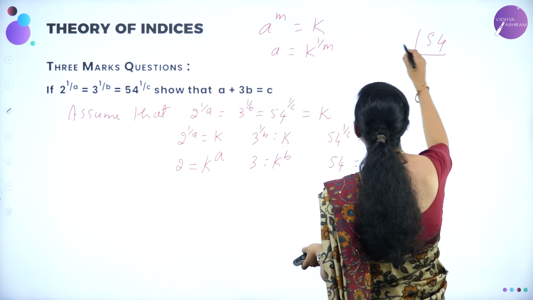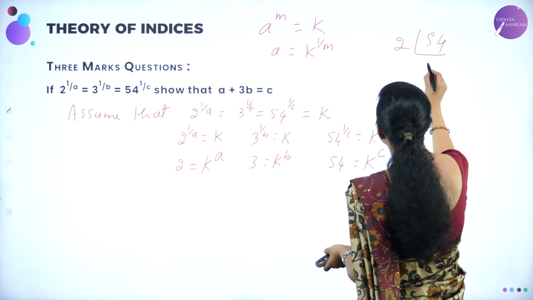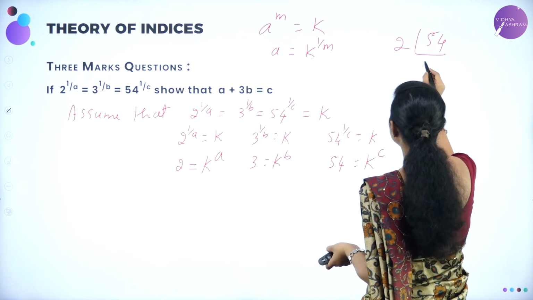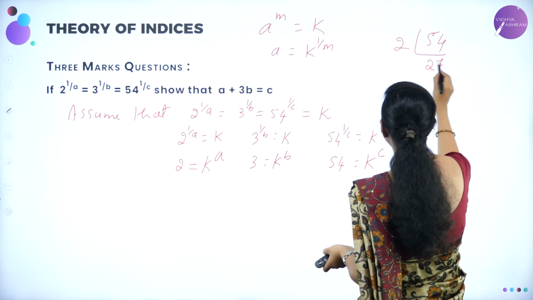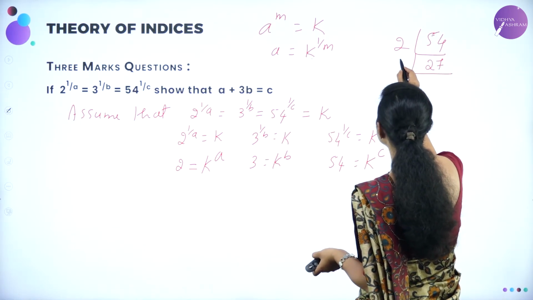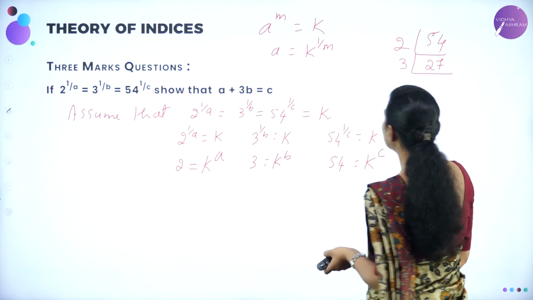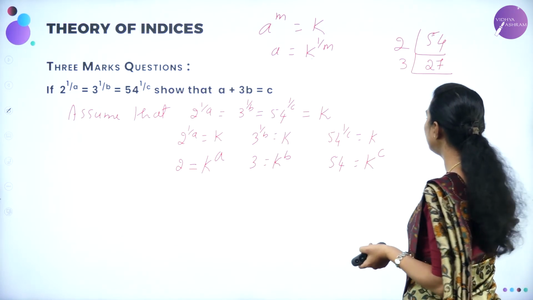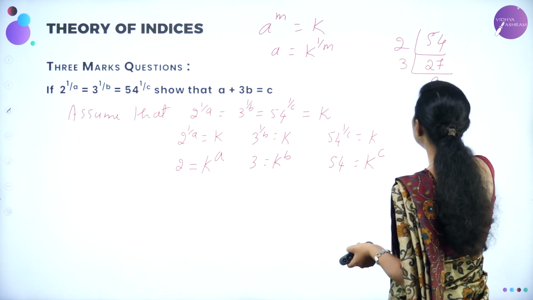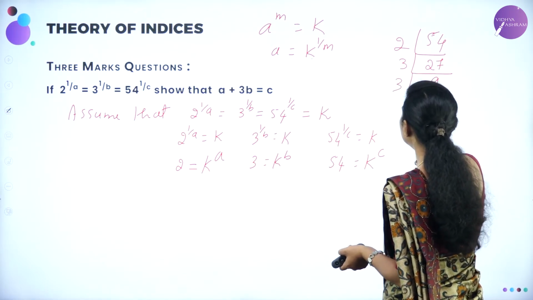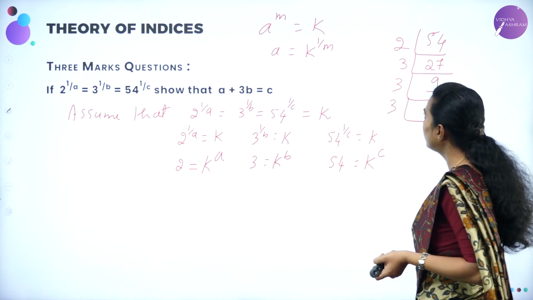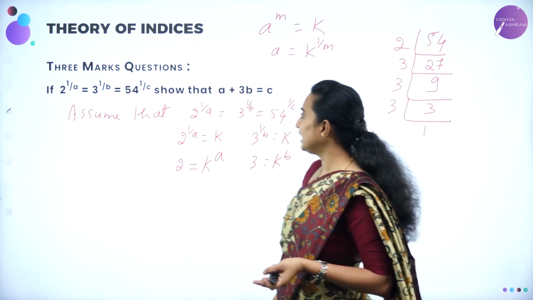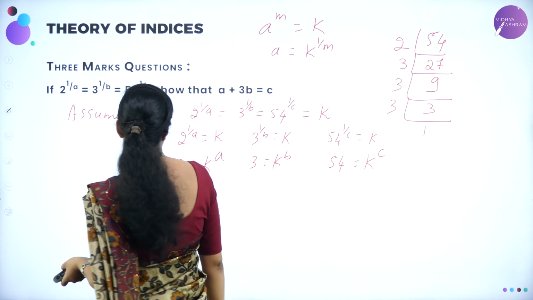54, what is that? 2 27s are 54, and 2 is a prime number. Similarly, 27 is 3 9s, 9 is 3 3s, and 3 is 3 1s. So 54 can be written as 2 into 3 cube, isn't it?